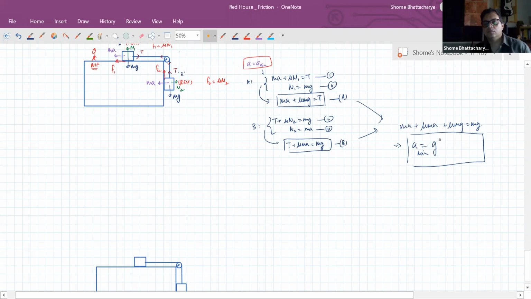G into 1 minus mu upon 1 plus mu. So this will correspond to, now if you take the whole thing's FBD, the combined free body diagram kind of thing.